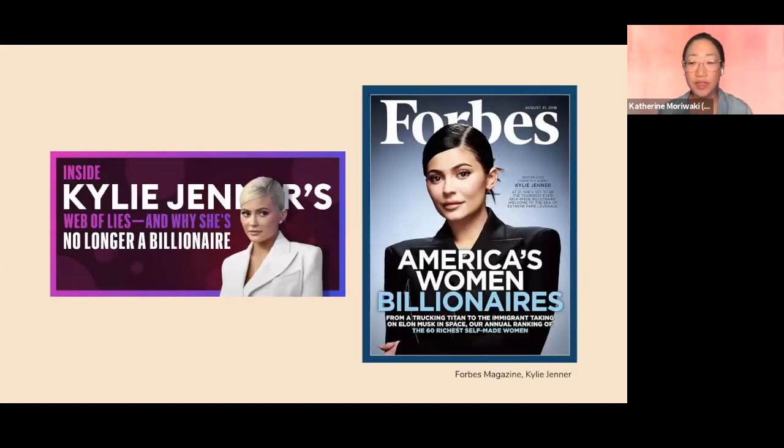And so this is actually a really interesting example with Kylie Jenner, who was declared by Forbes as a self-made billionaire, which actually didn't take into account the fact that Kylie Jenner comes from a family of privilege with enormous amounts of material comfort, as well as a high degree of cultural visibility as a fashion model.